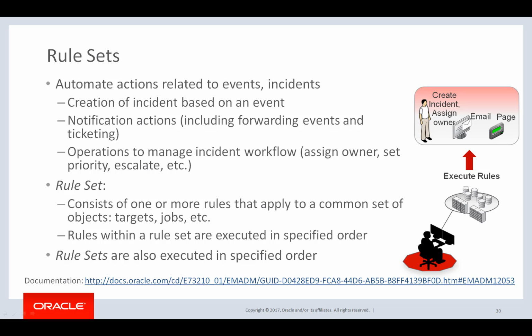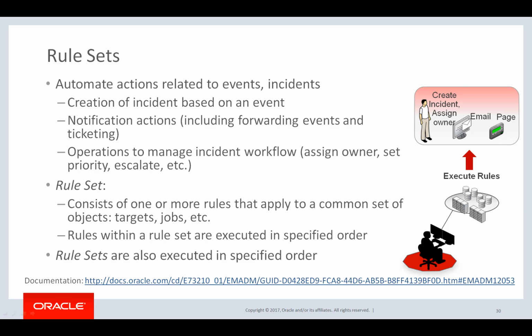An enterprise rule set automates actions related to an EM event, incident, or problem. It allows creation of an incident based on an event and provides notification actions to notify administrators. This includes forwarding of the event to third-party event management and ticketing systems. As part of a rule set, you can also automate operations to manage the incident workflow, such as assigning the incident to an owner, setting priority to the incident based on a defined set of conditions, or escalating the incident.